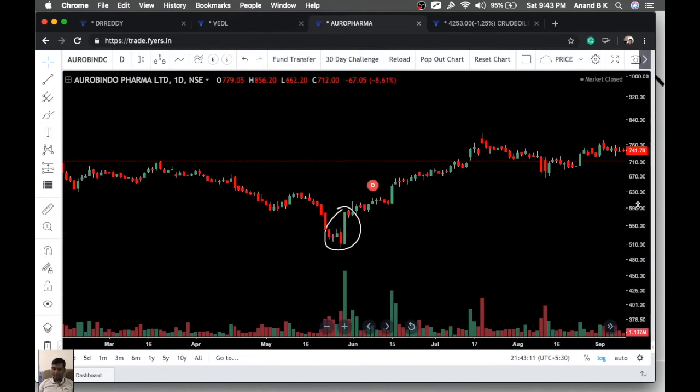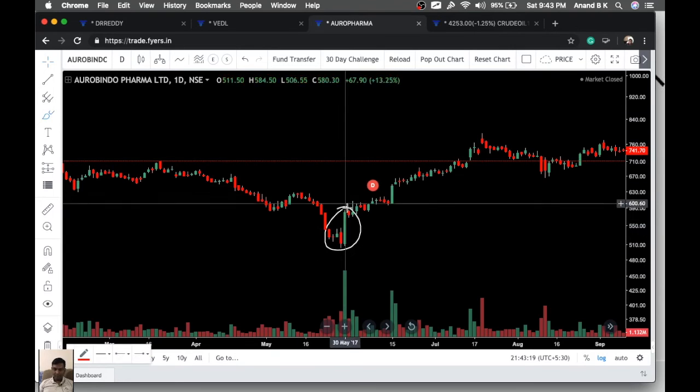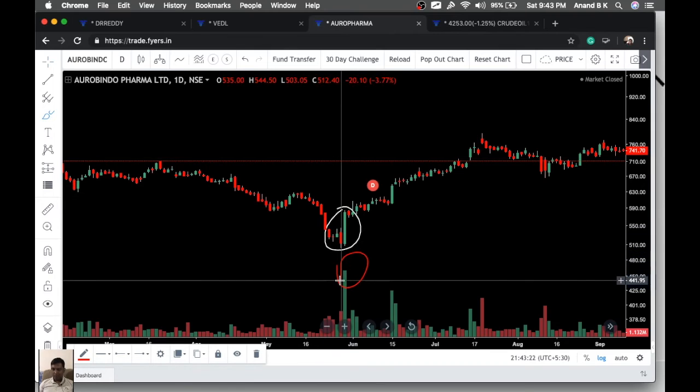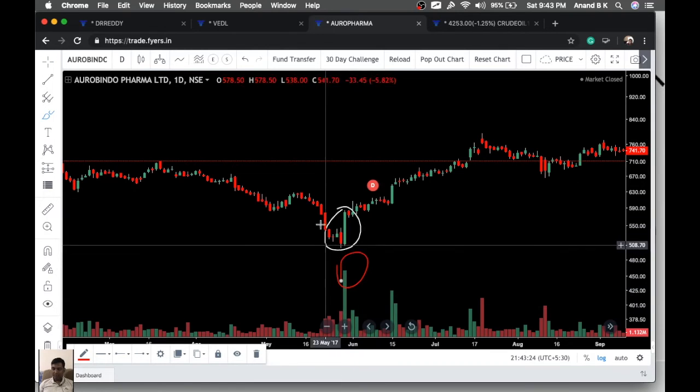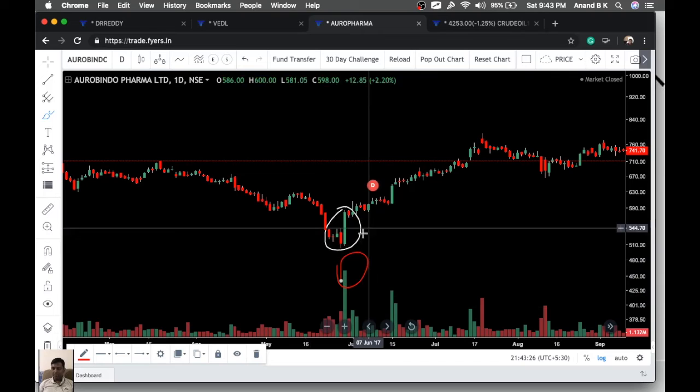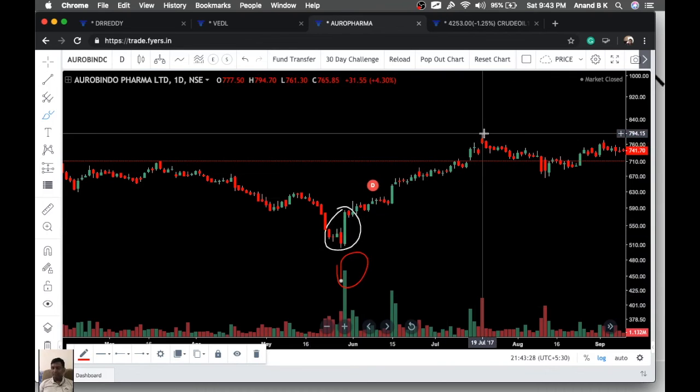So I have picked up one more example here, Oro Pharma. We can see this phenomenon happened on the 30th of May. You will see a huge volume bar coming up and a strong bullish engulfing, and then the price just continued to move up.